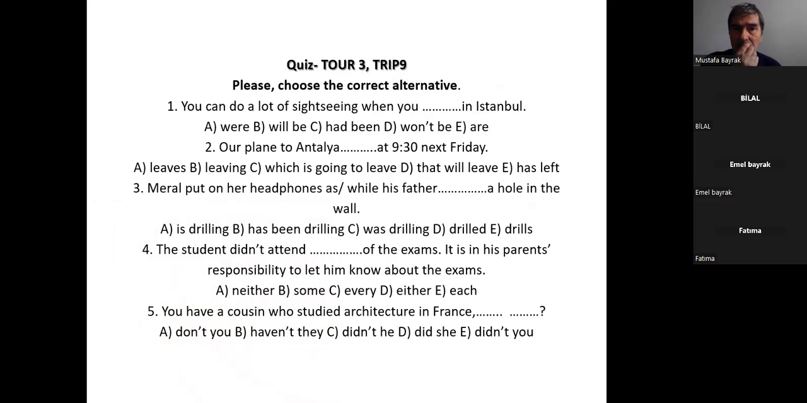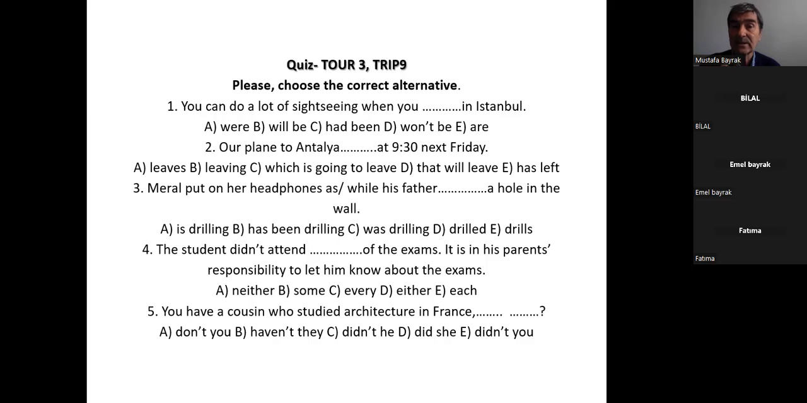Question 1. You can do a lot of sightseeing when you blank in Istanbul. It isn't about the past. Not "will be". We don't use will in when clauses or if clauses. This is a rule. This is what grammar says.